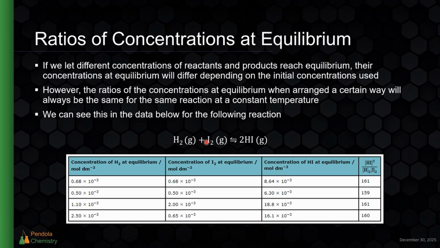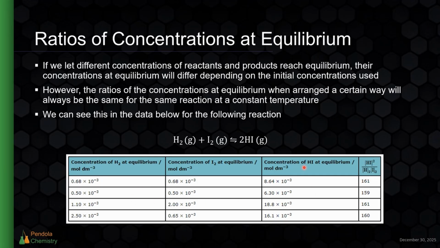Depending on those concentrations that we had initially, once the reaction has reached the dynamic equilibrium we spoke about earlier, we will get different amounts of each of the reactants and products. However, the ratios of the concentrations at equilibrium, when arranged in a specific way, are always going to be the same regardless of where we started and what concentrations we had at equilibrium.